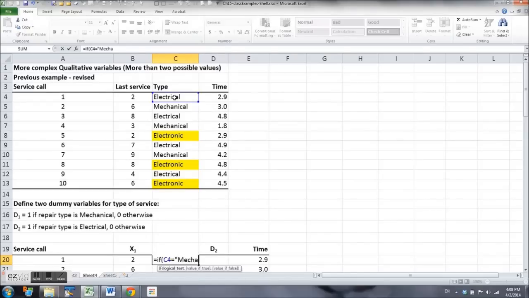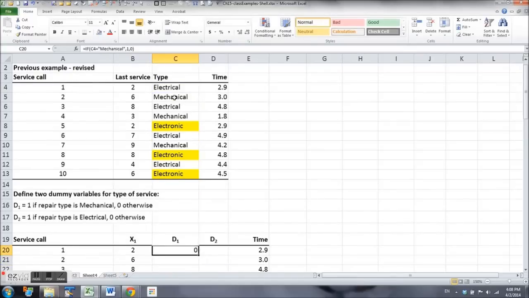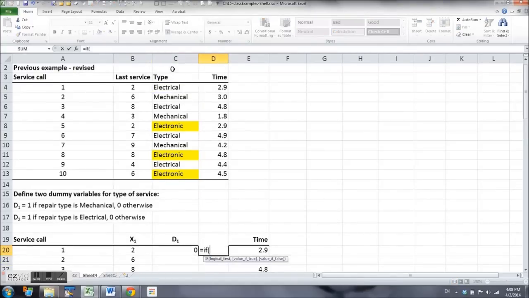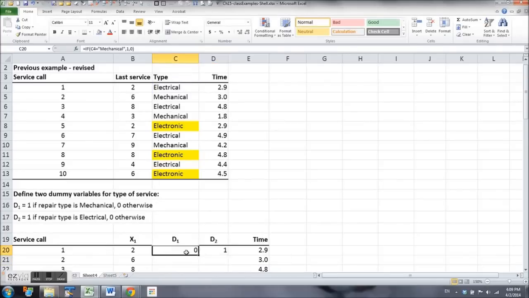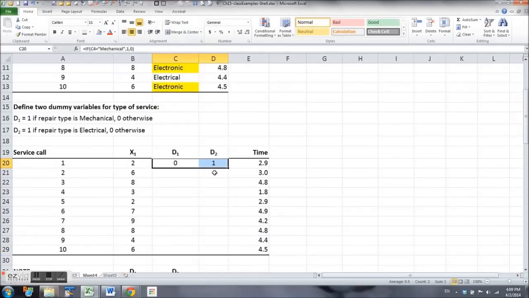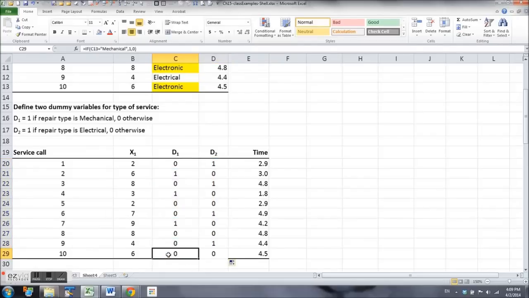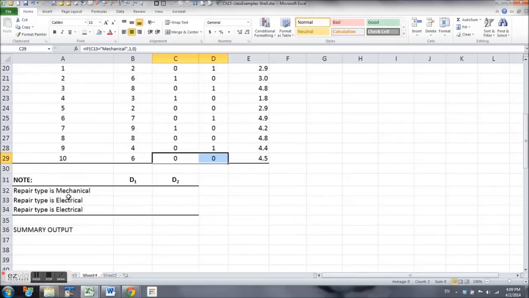If it is mechanical, it is 1, otherwise 0. The second IF is, if it is electrical, it is 1, 0 otherwise. We copy that. Whenever it is electronic, both dummy variables will be 0. So if the repair type is mechanical, d sub 1 will be 1 and d sub 2 will be 0. If it is electrical, d sub 1 will be 0 and d sub 2 will be 1. If it is electronic, both will be 0.